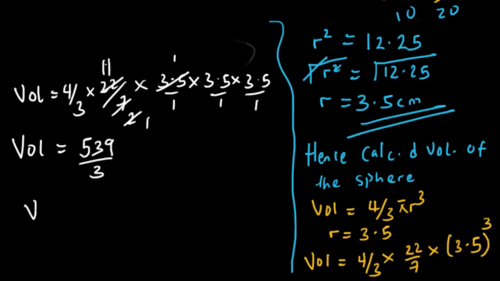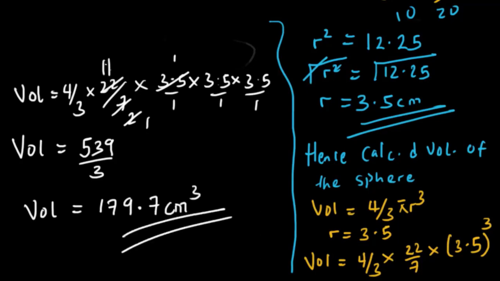So we have volume equals 539 divided by 3, which will give us 179.5, approximately 179.7 centimeter cube, and here's the volume of the sphere.